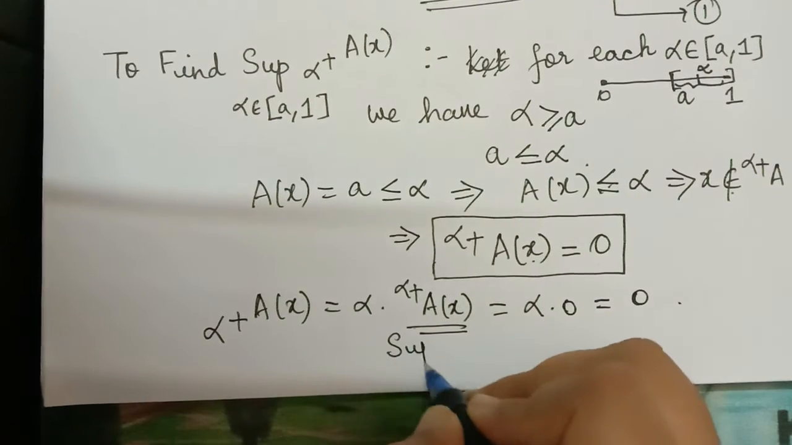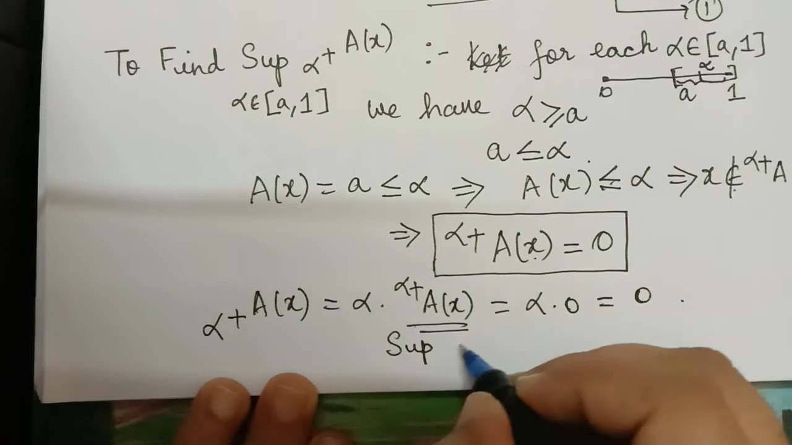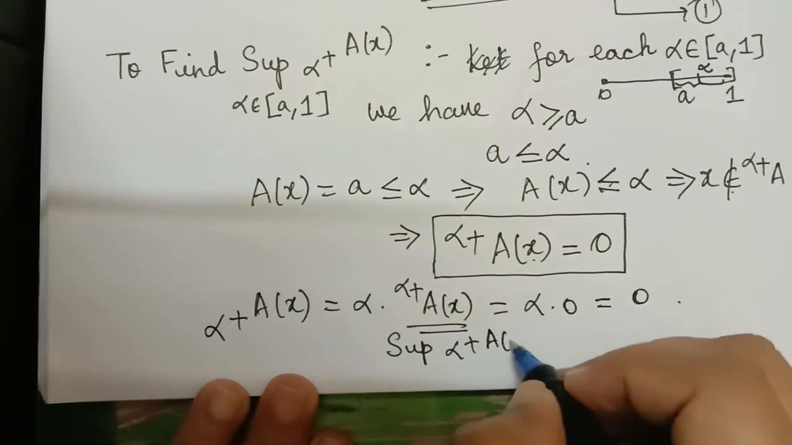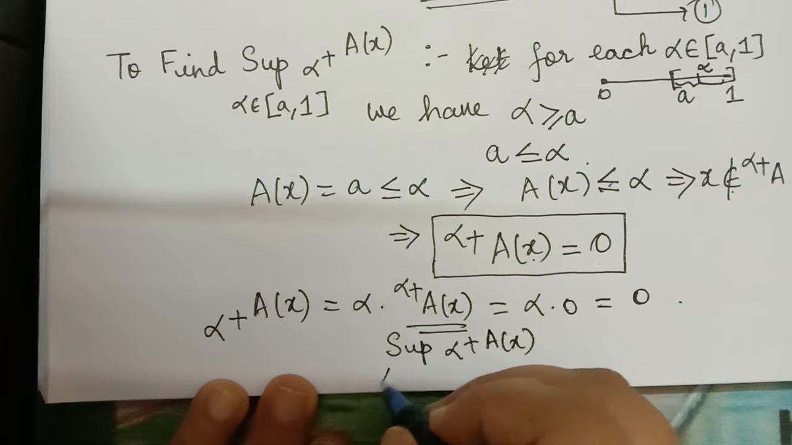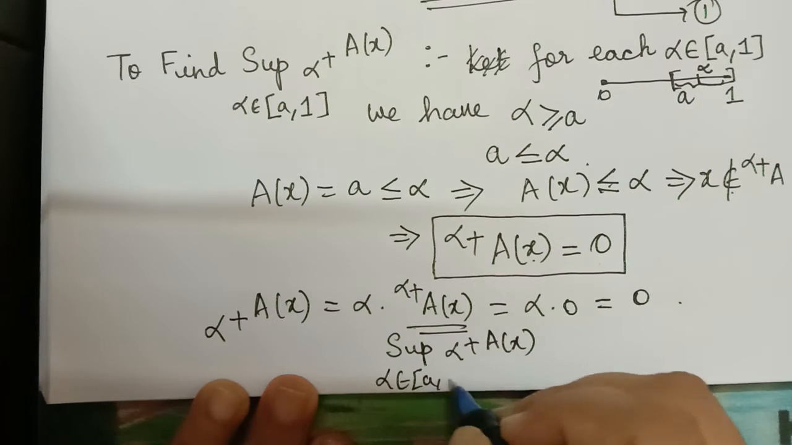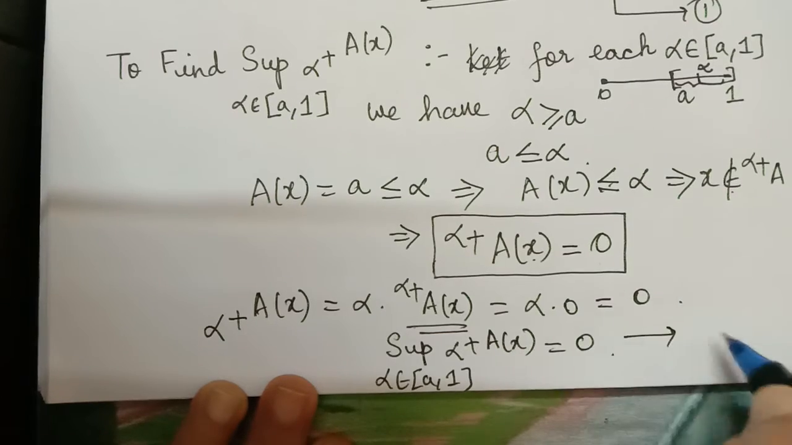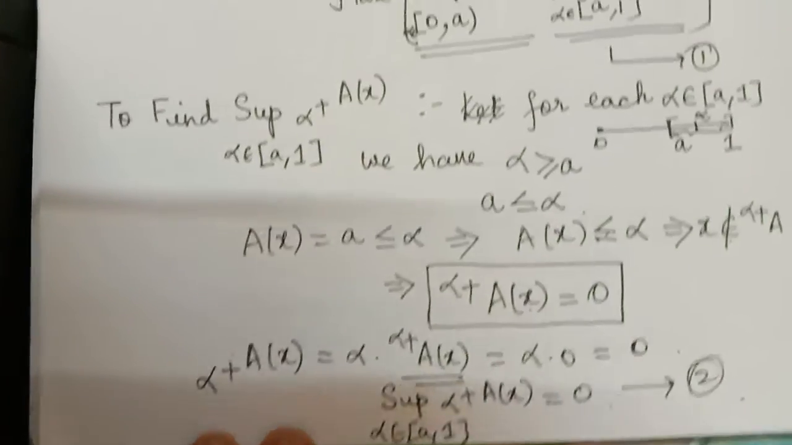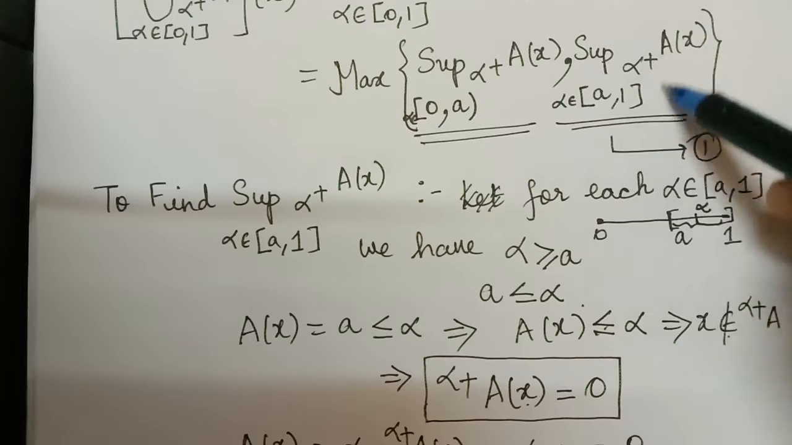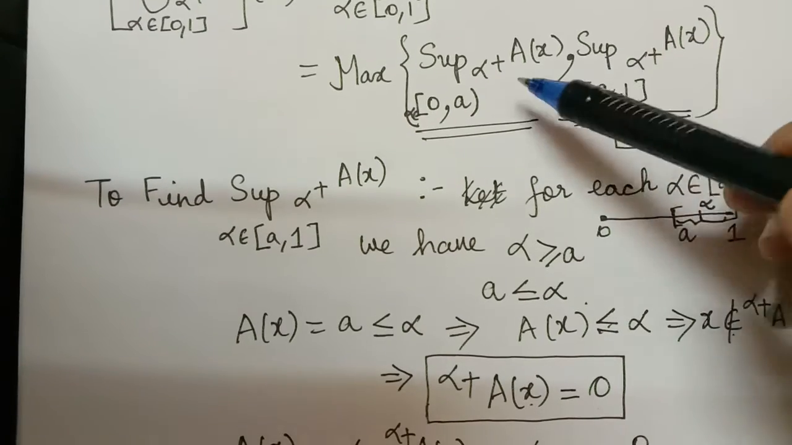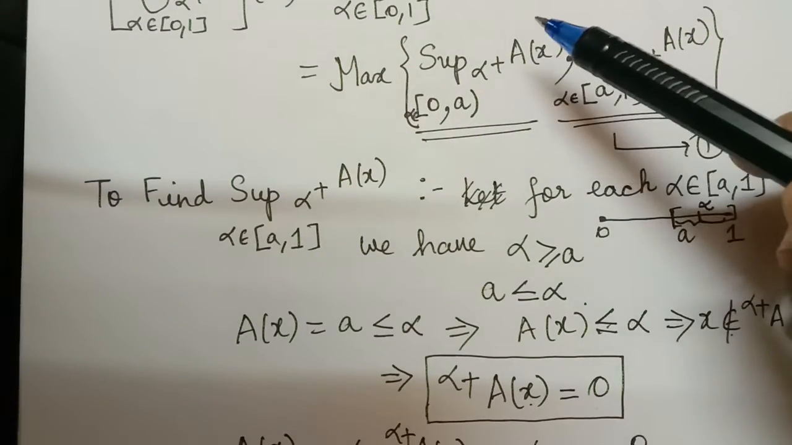Therefore the supremum of the special fuzzy set A of x, for alpha an element of closed interval a comma 1, is equal to 0. Let us mark this as equation 2. So we have evaluated this and found it to be 0. Next we shall evaluate this.